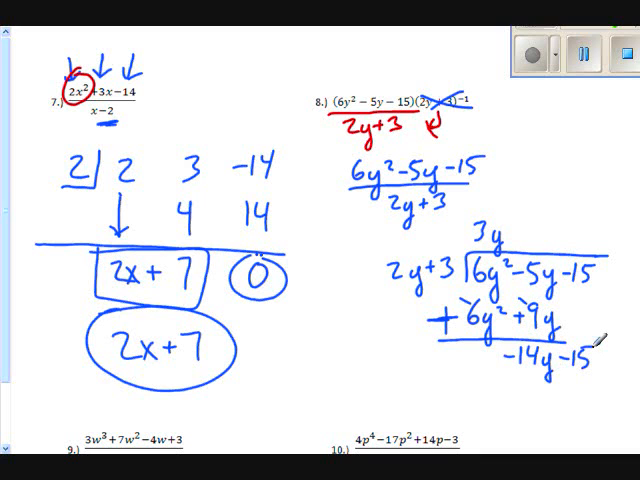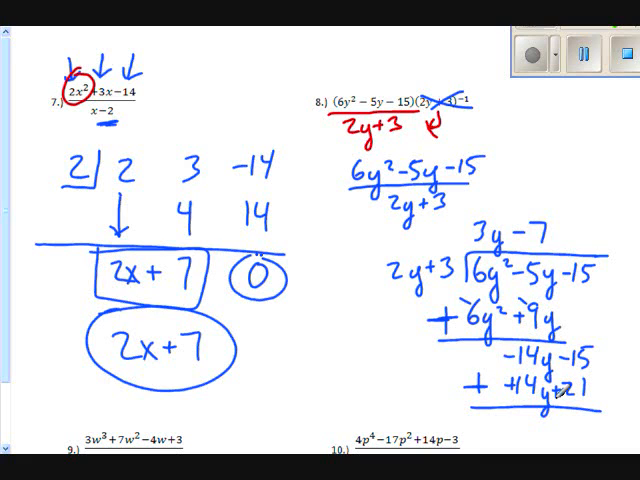And then the minus 15 tags along for the ride. What do I multiply the 2y by in order to get a negative 14y? Well, I have to multiply it by a negative 7. So I multiply, that's going to be a negative 14y minus 21. And now I'm going to subtract, which remember is the same as adding the opposite.